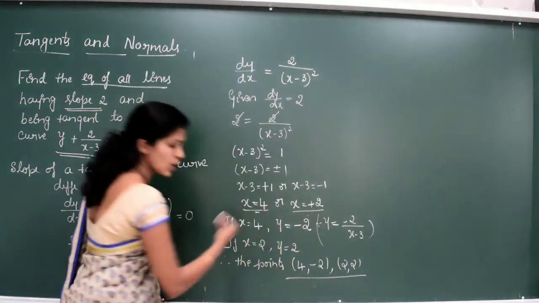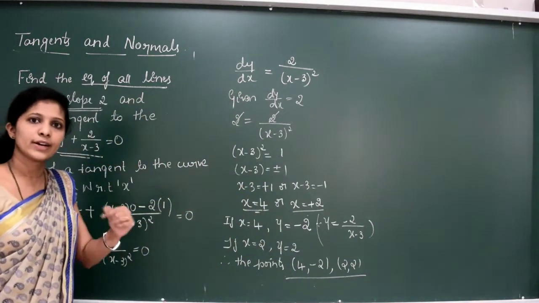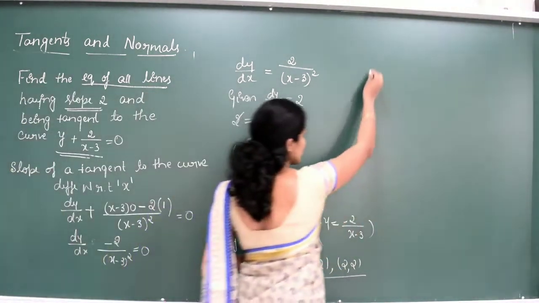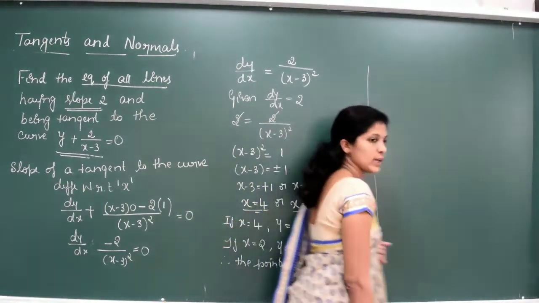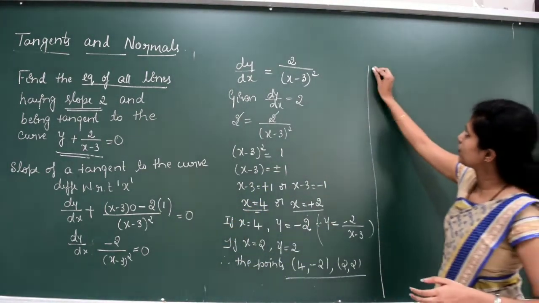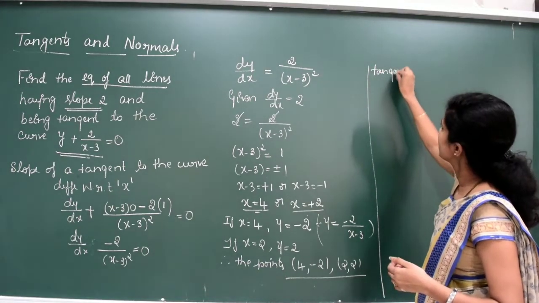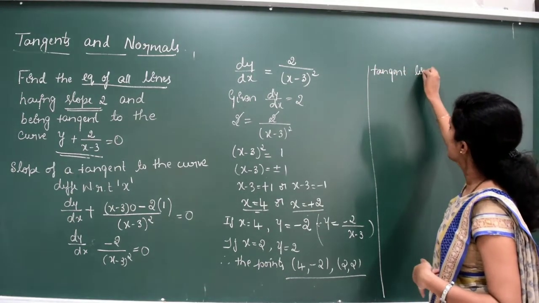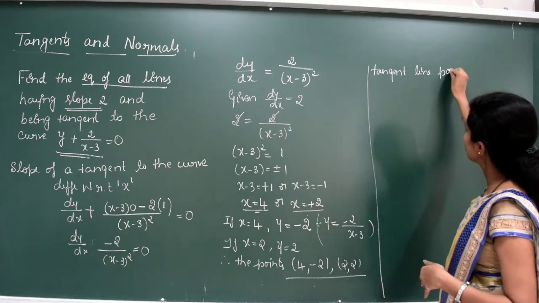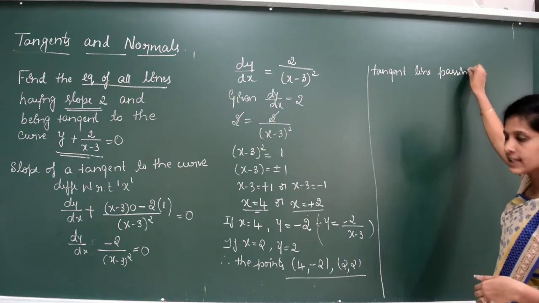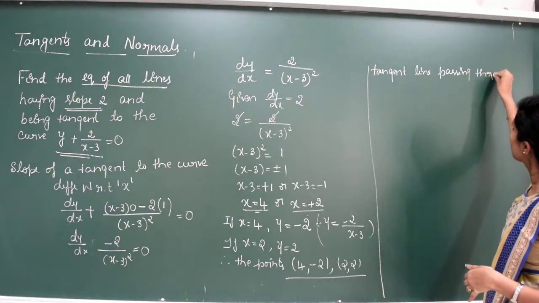Now we got 2 points and we have one slope. Now we can find the equation of a tangent. So we will give 2 equations. Okay, you have to find this one. What will be the first one? The tangent line passing through the point. Okay, passing through the point.